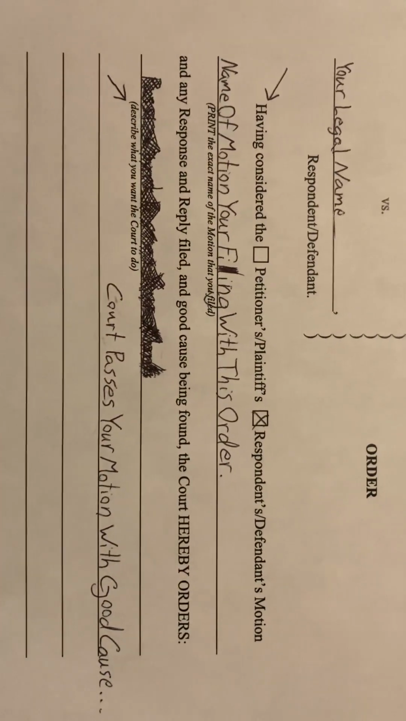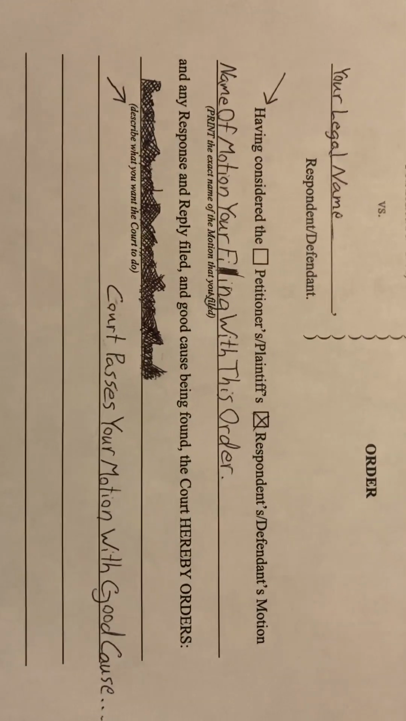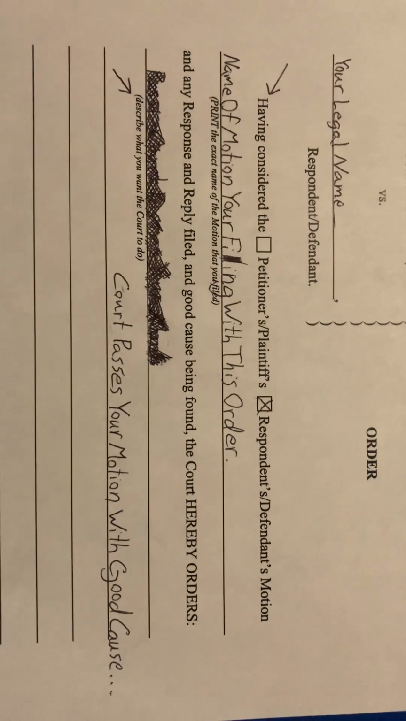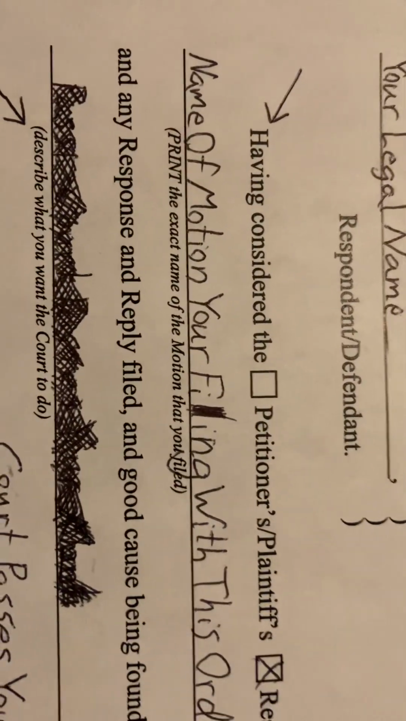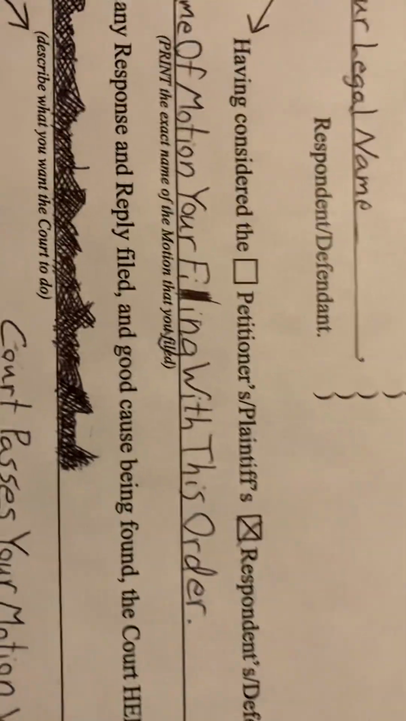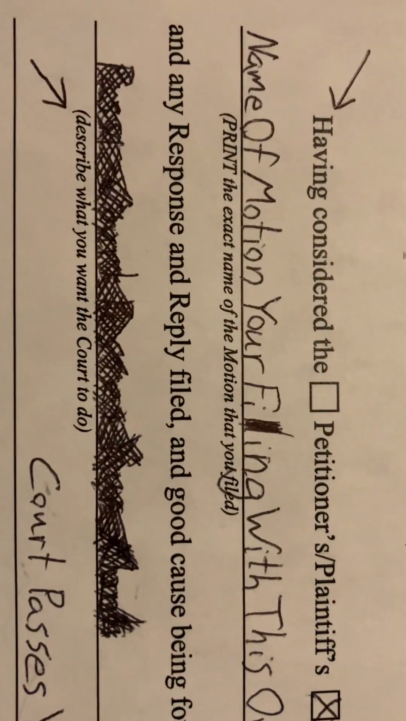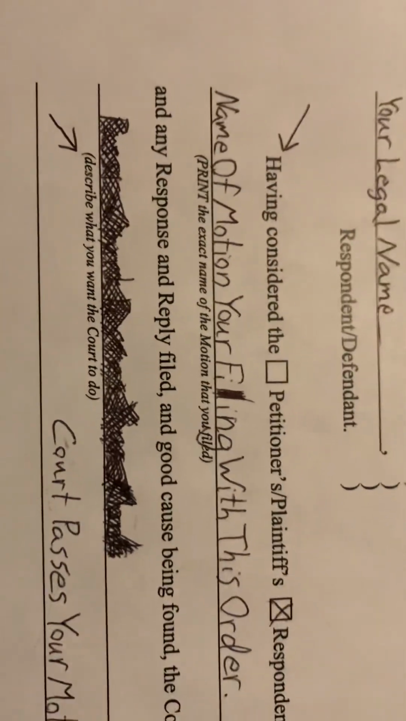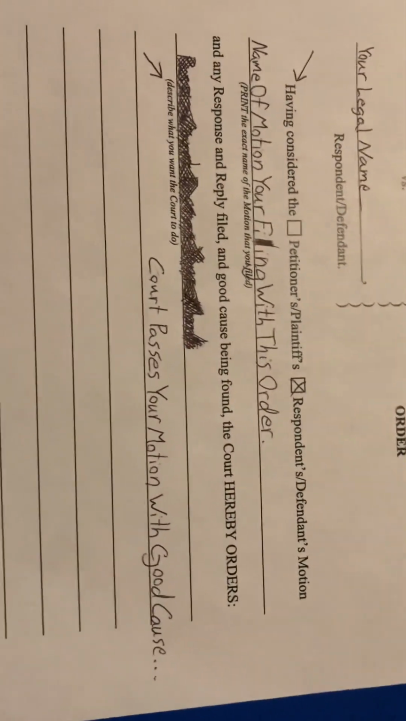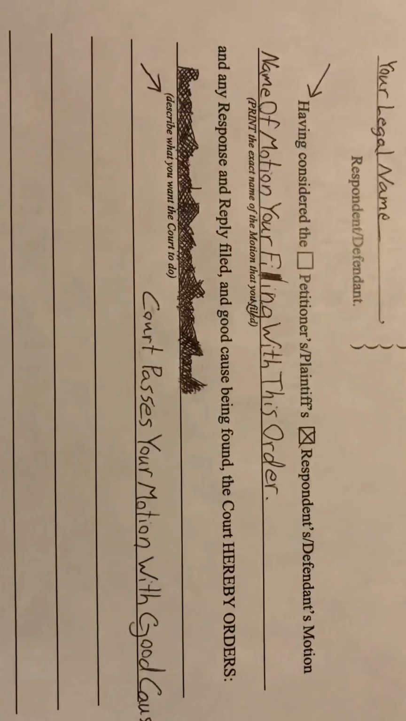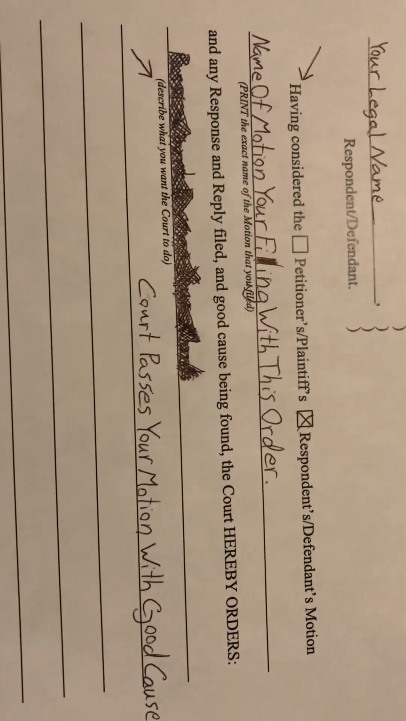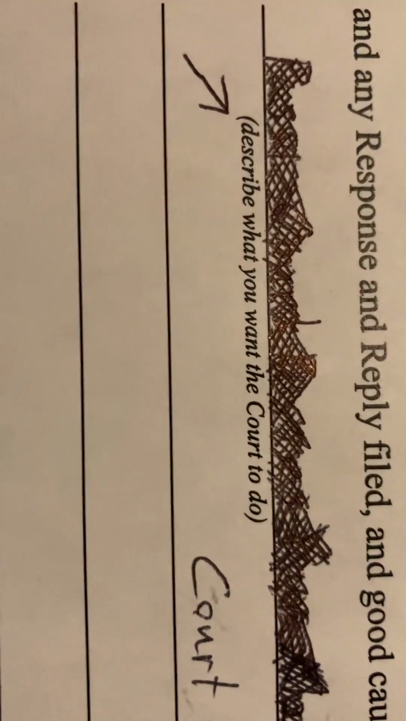Okay, having considered the defendants, which is you, because you're filing the motion and the order, right under there you're going to have to name the motion you're filing with this order. Right below it, it says print the exact name of the motion that you filed. And directly under that one, you describe what you want the courts to do. I made a little scribble mark there.